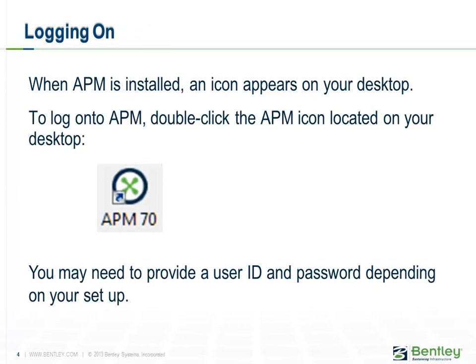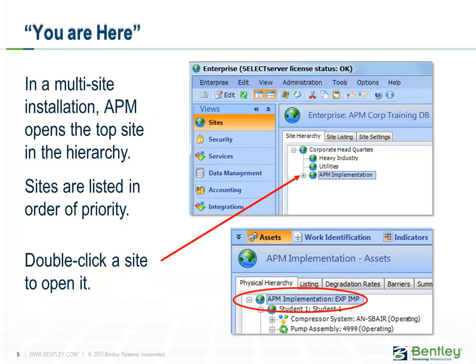Logging on. When APM is installed, an icon appears on your desktop. To log on to APM, double-click the icon located on the desktop. Depending on your setup, you may need to provide a user ID and password. APM opens to the site view. All the sites are listed in a hierarchy in the order of priority. Double-click a site to open it.